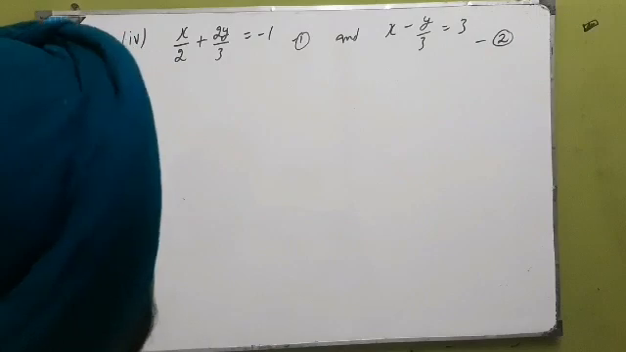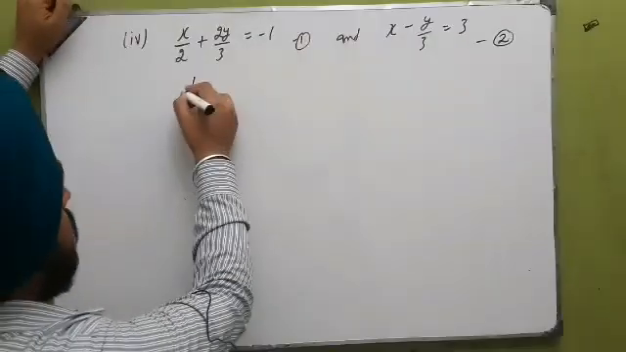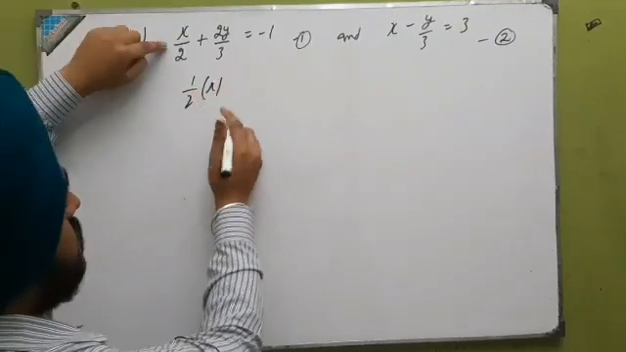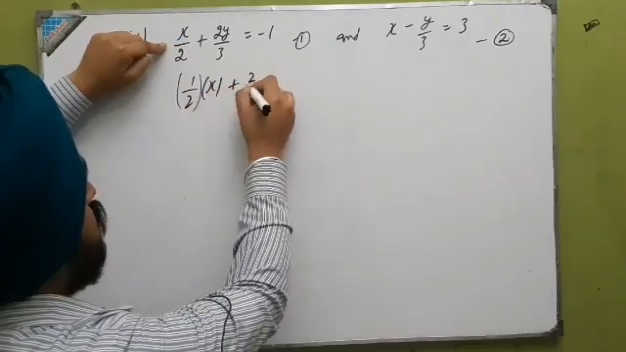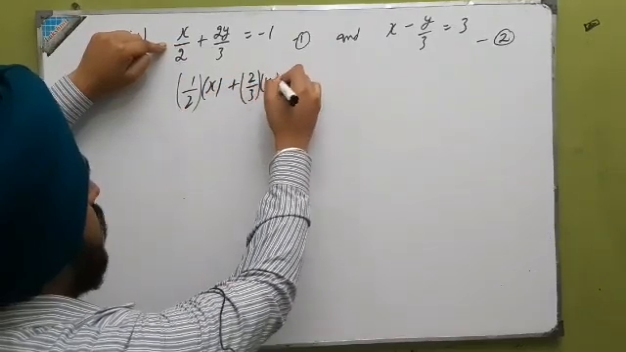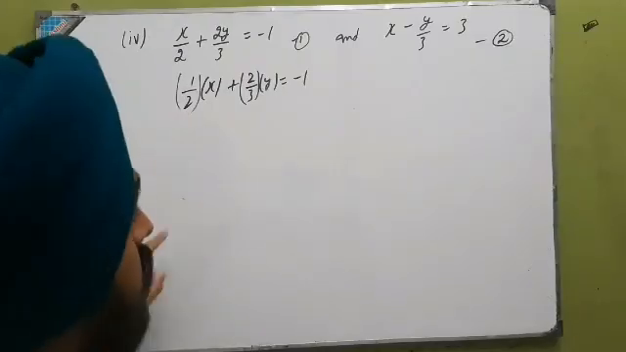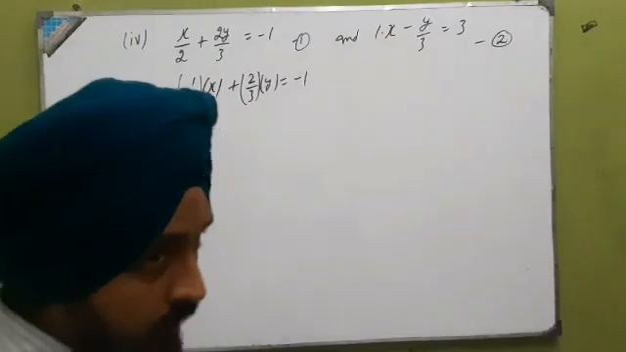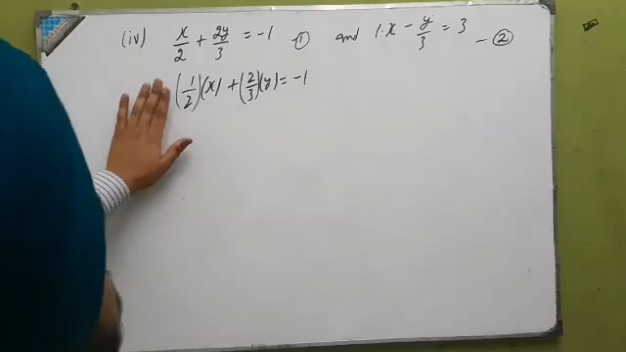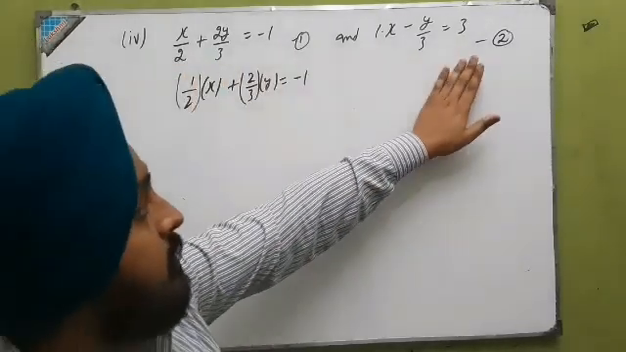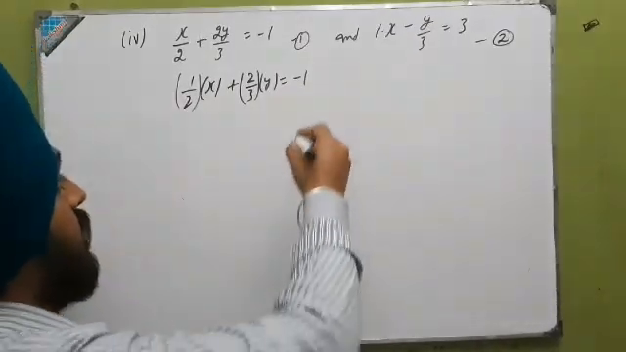You can check in the first equation the coefficient of x is 1 over 2. Can we write equation 1 like this? Half into x plus 2 over 3 into y is equal to minus 1. So the coefficient of x here is 1 over 2, and here the coefficient of x is 1. So what can we do to make the coefficients equal? We can multiply equation 1 by 2, or we can multiply equation 2 by half. So I am multiplying equation 1 by 2.